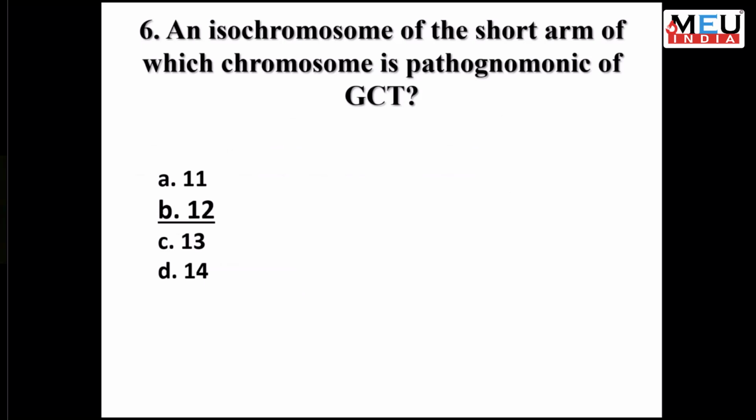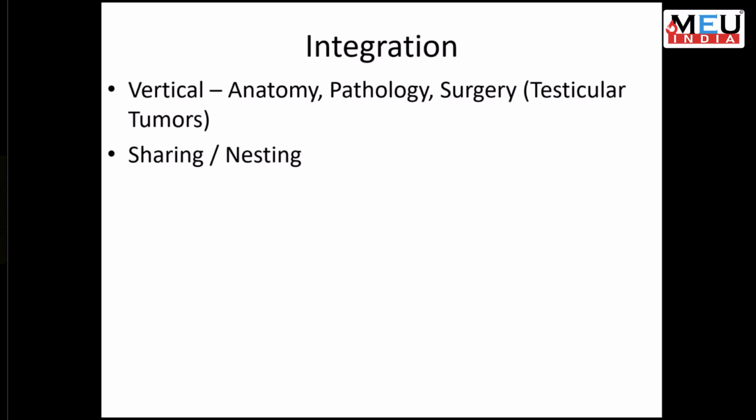Isochromosome of the short arm of which chromosome is pathognomonic of GCT? It is isochromosome 12. It is responsible for producing a testicular tumor. So we can do integration, case-based learning. I put it as a long case and we discuss it. We can put it as a vertical integration involving the anatomy, pathology and surgery departments regarding the testicular tumor, or we can do something like sharing or nesting also.